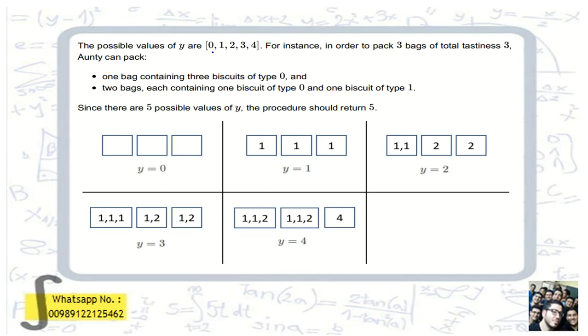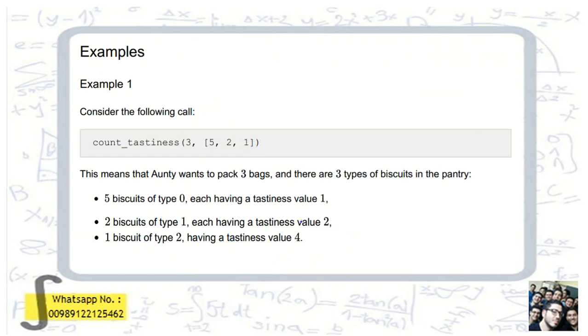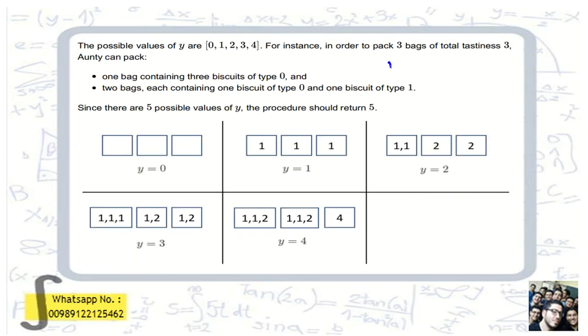Now, let's check the possible values. We have 5 1s, 2 2s, and 1 4, and we have 3 bags. If I want to reach Y equals 0, all of the bags are empty. For Y equals 1, we have 5 1s, and we use 3 of them. For Y equals 2, we use 2 1s and a 2. Y equals 3 is possible here, and Y equals 4 here.